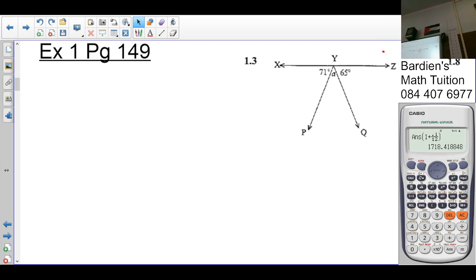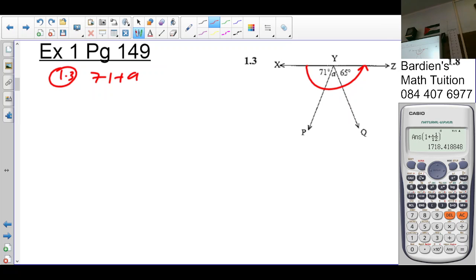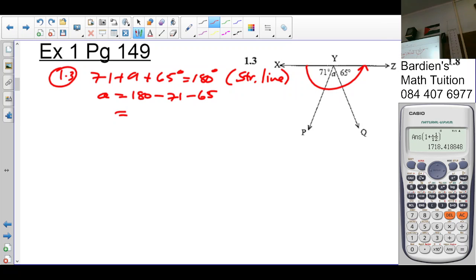Right. I will calculate A in 1.3. 71 plus A plus 65 equals 180. Why? Angles in a triangle. So A is equal to 180 minus 71 minus 65, which is 44. Okay, you got that?